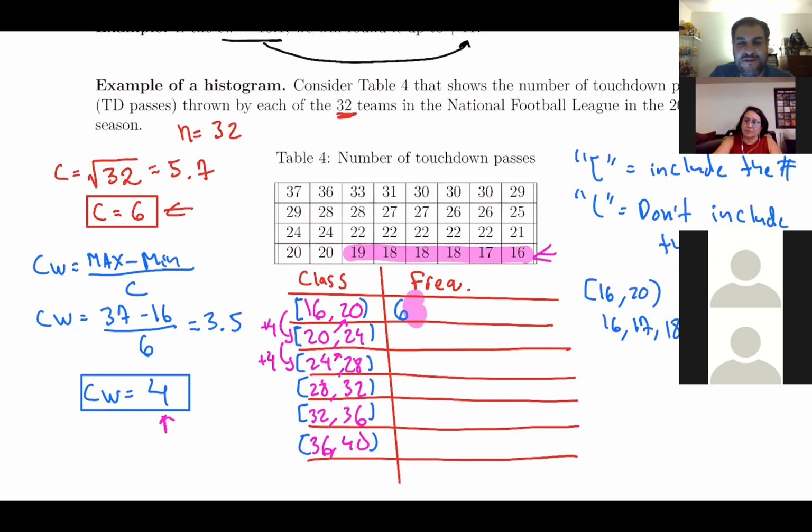Okay, so now let's look at 20 to 24. So it goes from 20 to 24, but we don't include 24. So that'll be all of these numbers. All right, give me a minute. Stop sharing again.